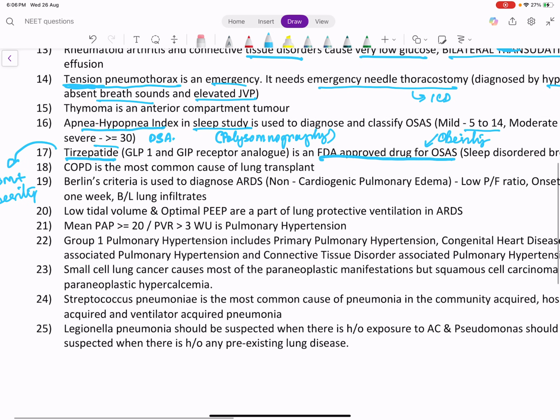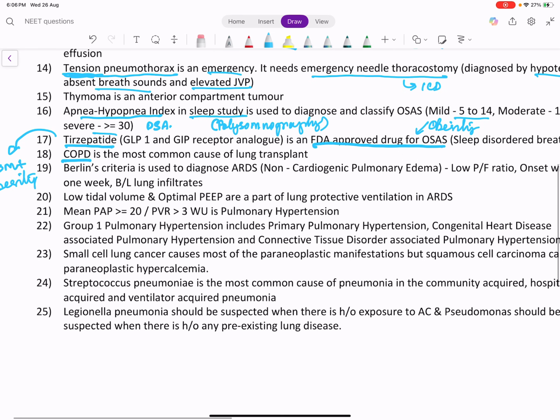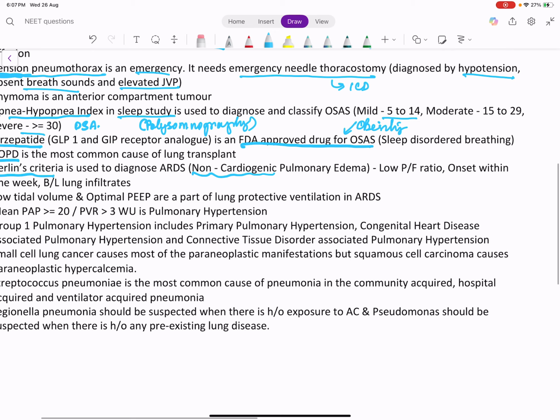The most common cause of lung transplant is still COPD. And about ARDS, a criteria called Berlin's criteria is used to diagnose ARDS. ARDS is actually non-cardiogenic pulmonary edema. It clearly is: there is pulmonary edema on X-ray, but there is no elevated pulmonary capillary wedge pressure. So, a pulmonary edema like picture on X-ray plus pulmonary capillary wedge pressure should be less than 18 millimeters of mercury. The criteria, that is Berlin's criteria, is there should be a low PF ratio less than 300.